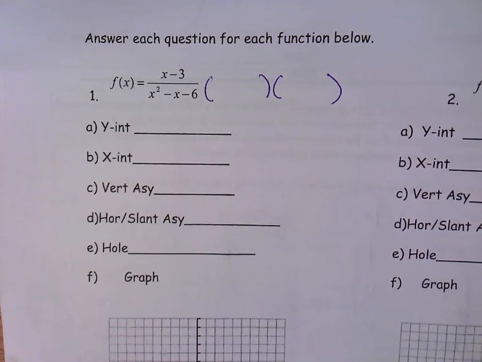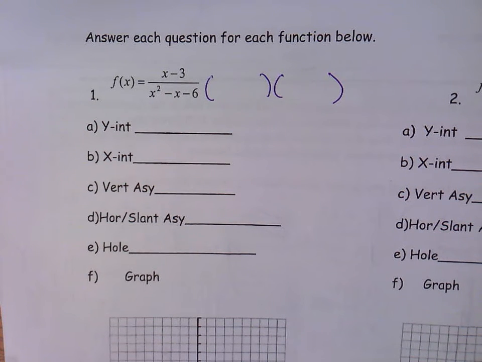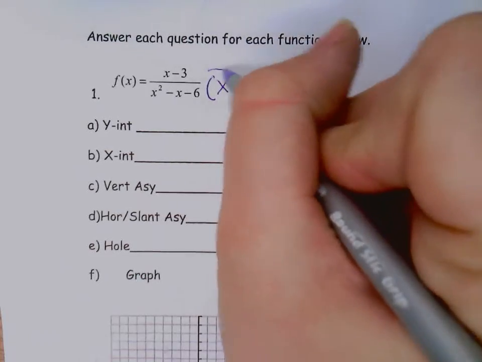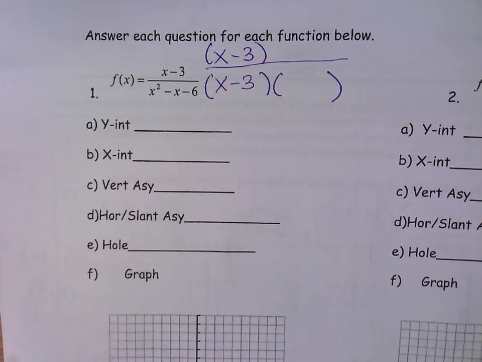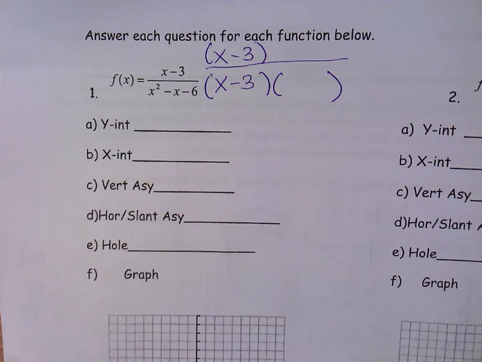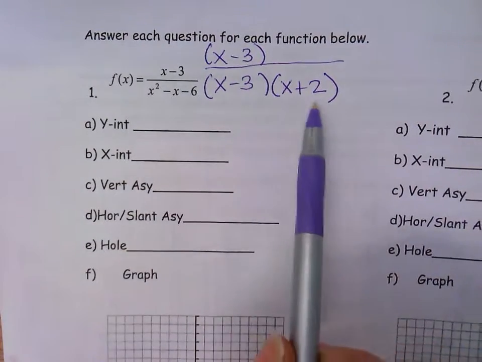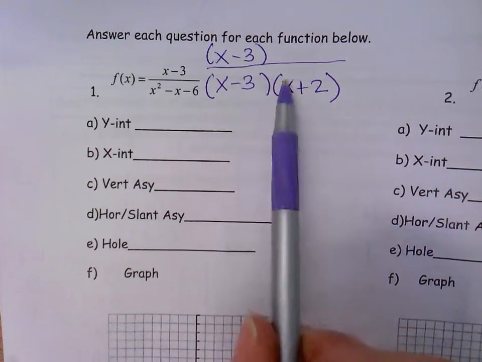How does that denominator factor? What are the factors of -6 that add up to -1? Now I want to factor that denominator. There is an x minus 3. So it's x minus 3 times what? X plus 2, right? X times x is x squared. -3 times 2 is -6. And then your outer plus your inner is 2x minus 3x, which is your -x.